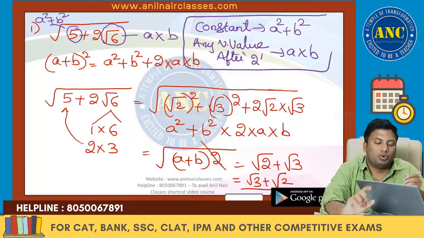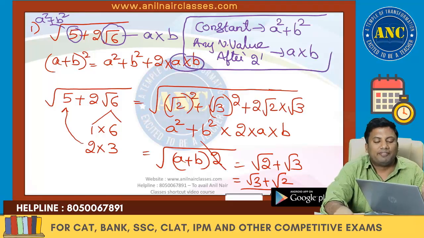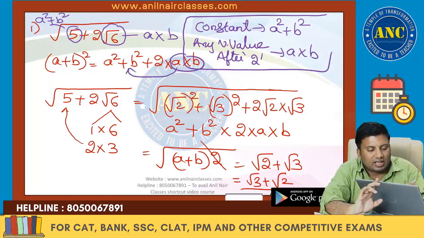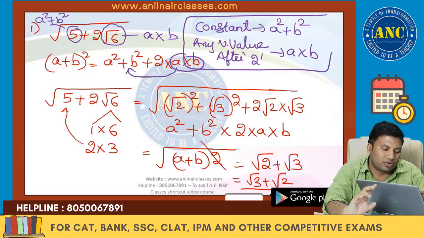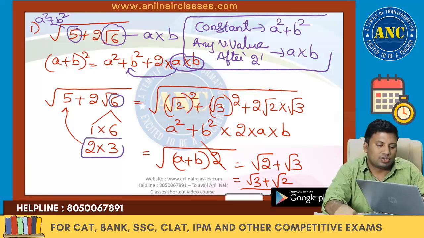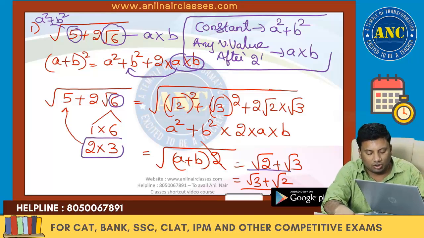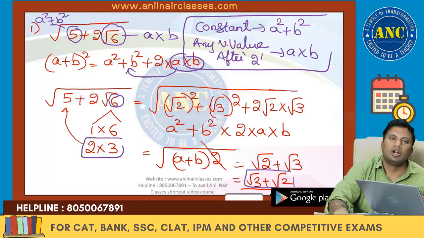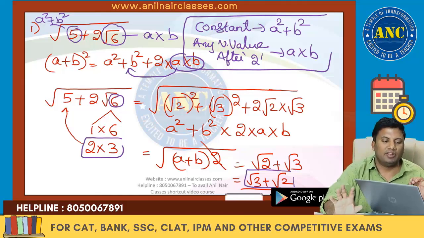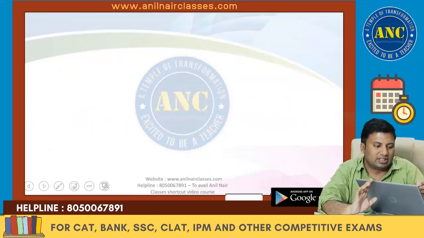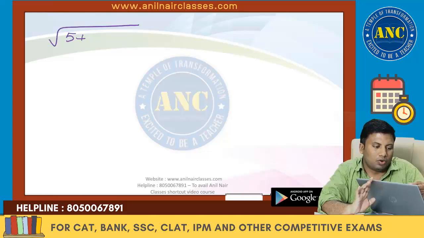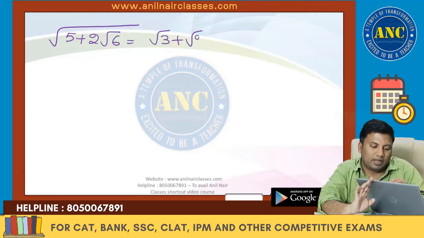Factorize anything after the 2 in 2AB in such a way that the sum of the squares of the factors gives the constant. Because it is in the root, you don't need to do the squares. So go inside the root: 6 is 2 into 3. So the answer is root 3 plus root 2. I hope it is clear. This is one way to solve the question. So in simple language, root of 5 plus 2 root 6 is nothing but root 3 plus root 2.